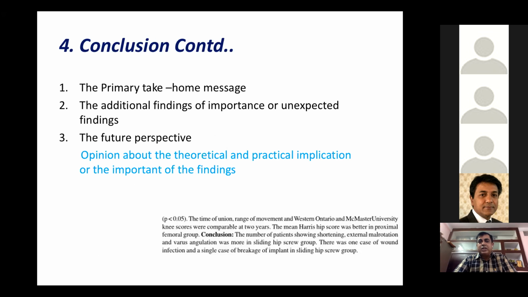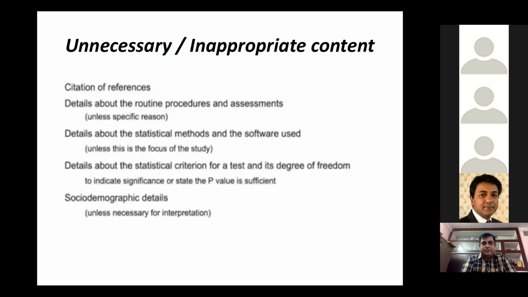So the primary take-home message you have to mention. The additional finding of importance. Sometimes you are doing research on one question, and you came out with some different additional finding. So you have to put that also in your conclusion part. So this was observed. The future perspectives, especially for the basic research you are doing in the basic field, and what further future perspectives there are. If possible, you also give an opinion about the theoretical and practical implications of the importance of the finding you obtained.